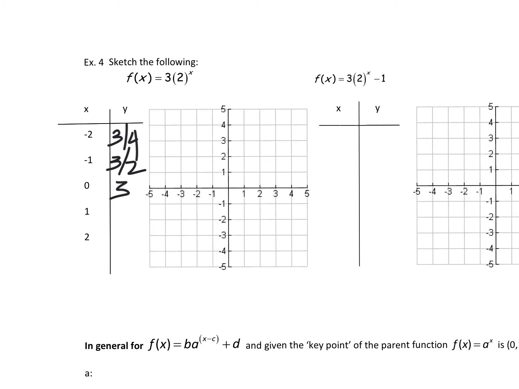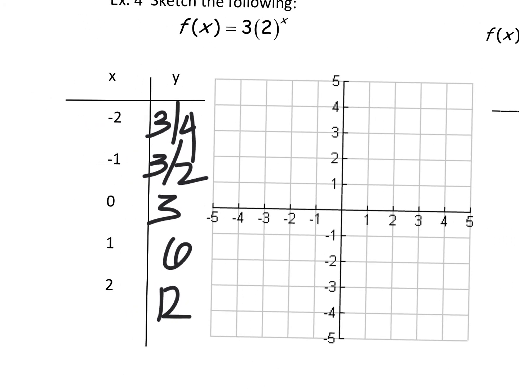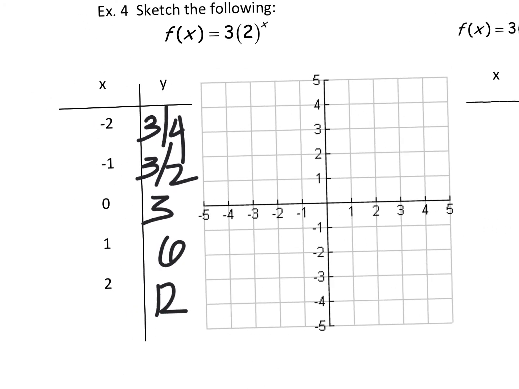So now if I plug in 1, 2 to the first is 2, 2 times 3 is 6, and then 2 in for there, 2 squared is 4, 4 times 3 is 12. And let's go ahead and graph those. Zoom in here, see if I can get a little more accurate.